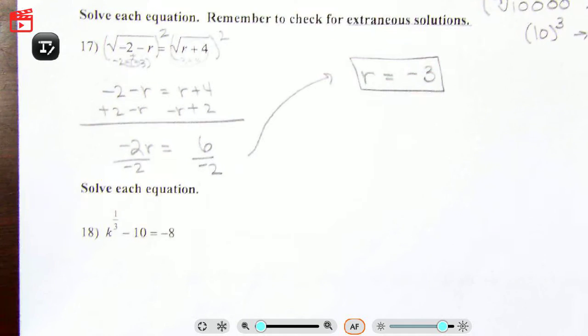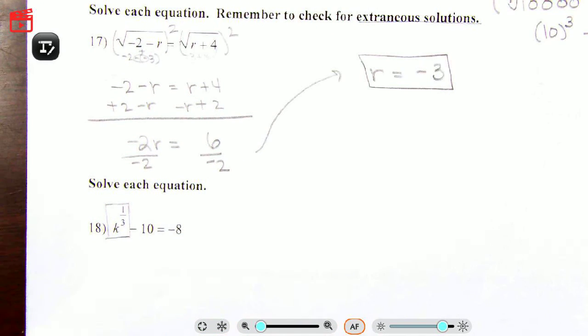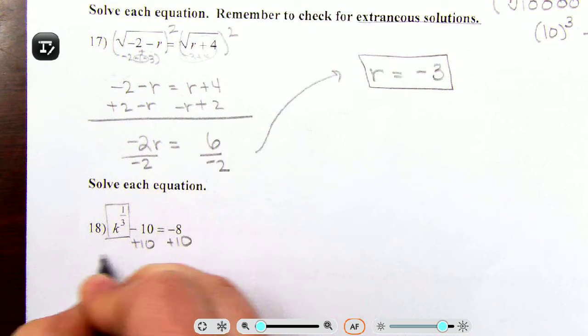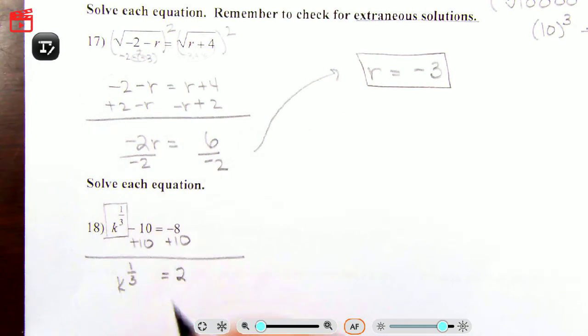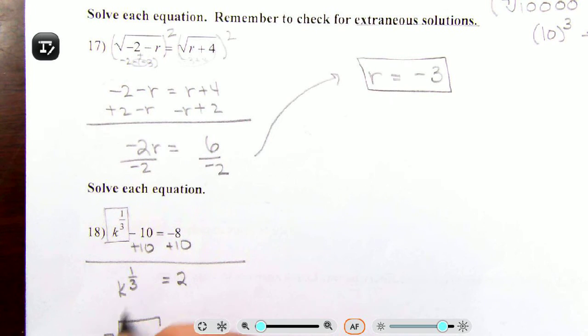Okay, solve each equation. First thing, this is in a bubble on its own. Keep it in a bubble. Work outside of the bubble before you work inside the bubble. So I'm going to add 10 to both sides. So this is 2 is equal to k to the 1/3 power. Again, rewrite this. Exponent is 1. Index is 3.